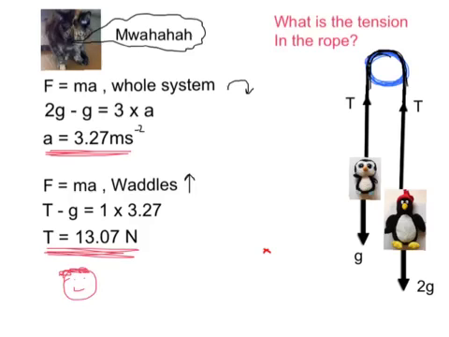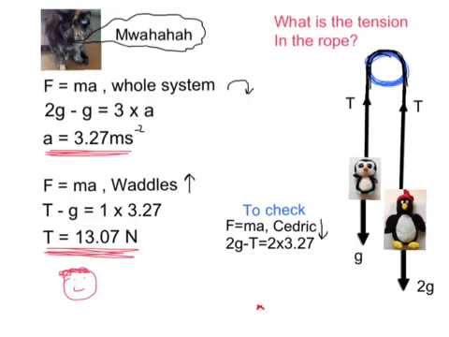Now, we could have used F equals ma for Cedric, and if we pull this down here, we've got a little checkbox. F equals ma for Cedric acting down, because that's in the direction of his acceleration. So we've got 2g acting in the direction of acceleration, we've got tension acting against that, and that's equal to Cedric's mass times the acceleration, and that all gives us 13.06. There is a slight difference, obviously, between my two answers, but that's simply due to rounding.